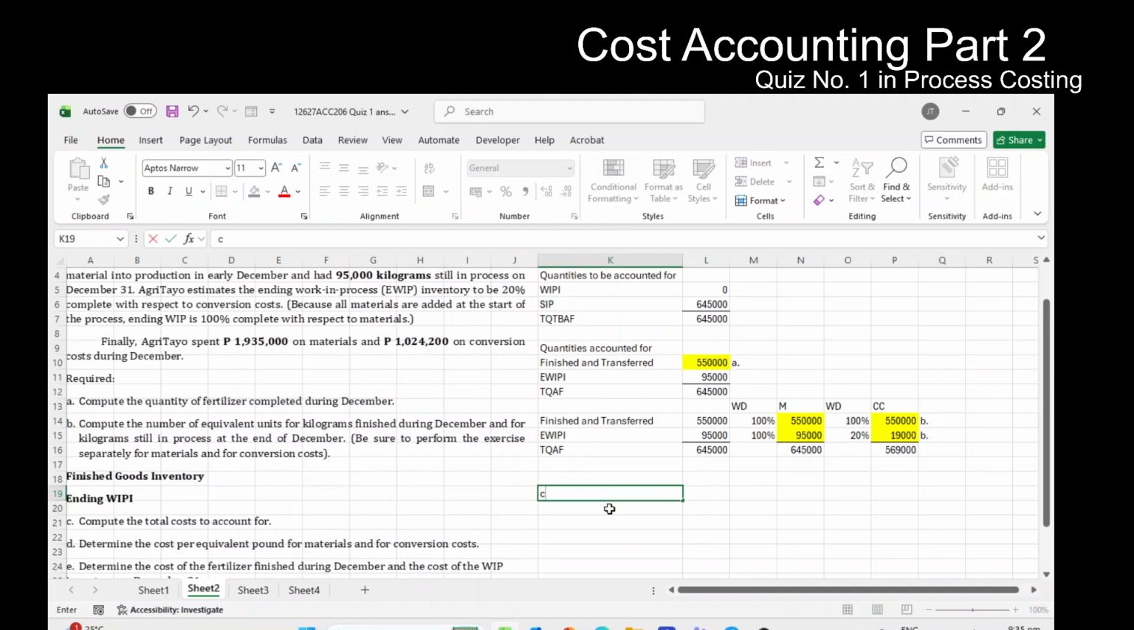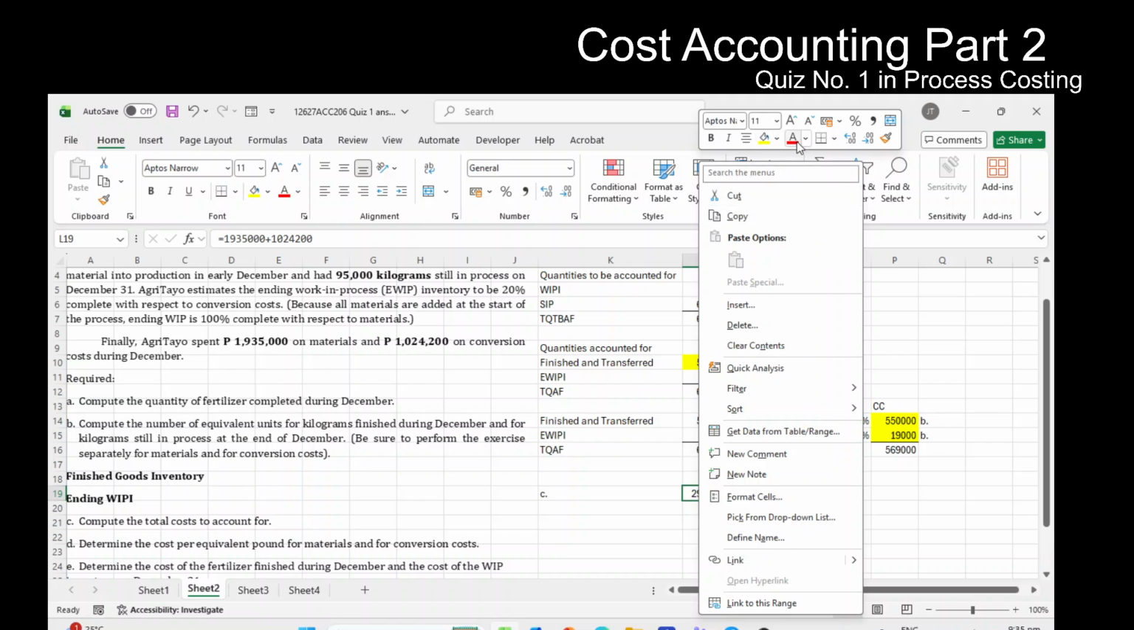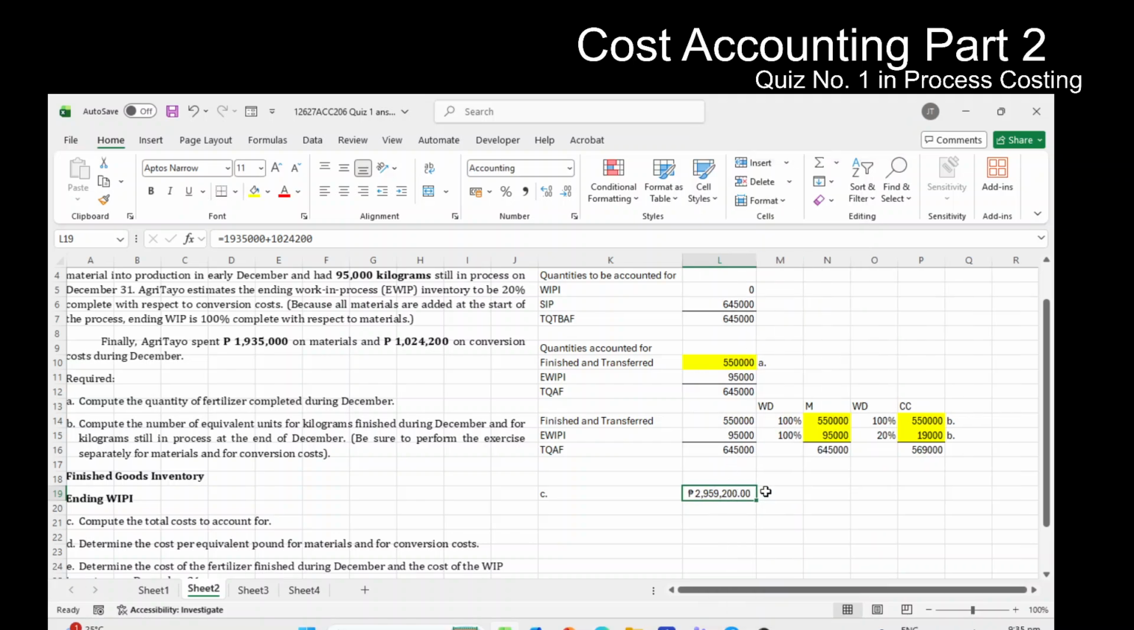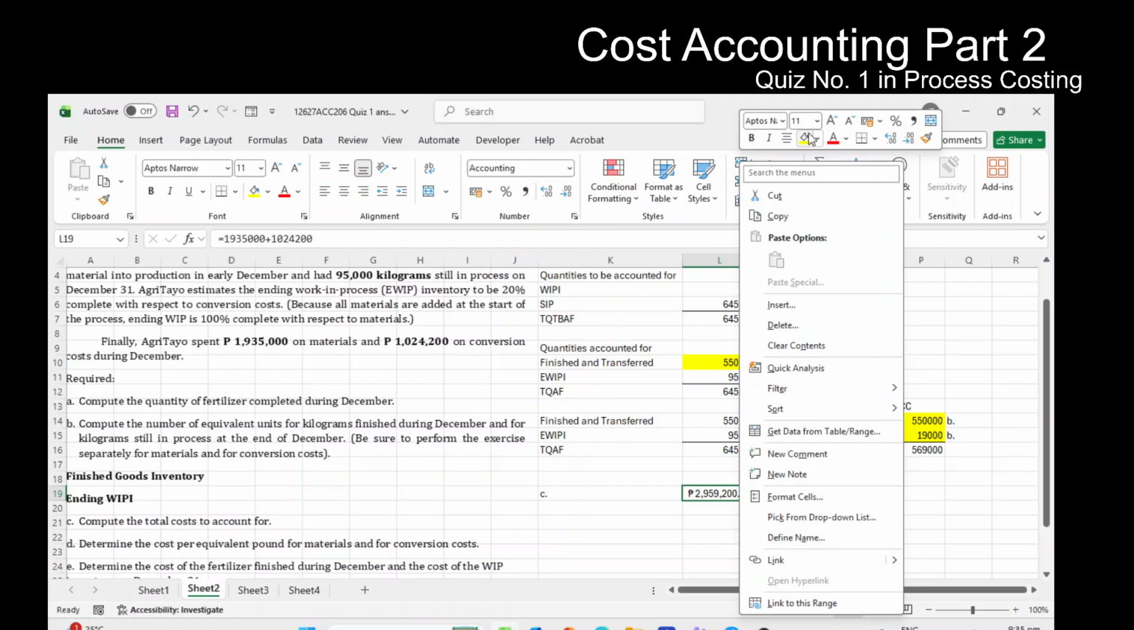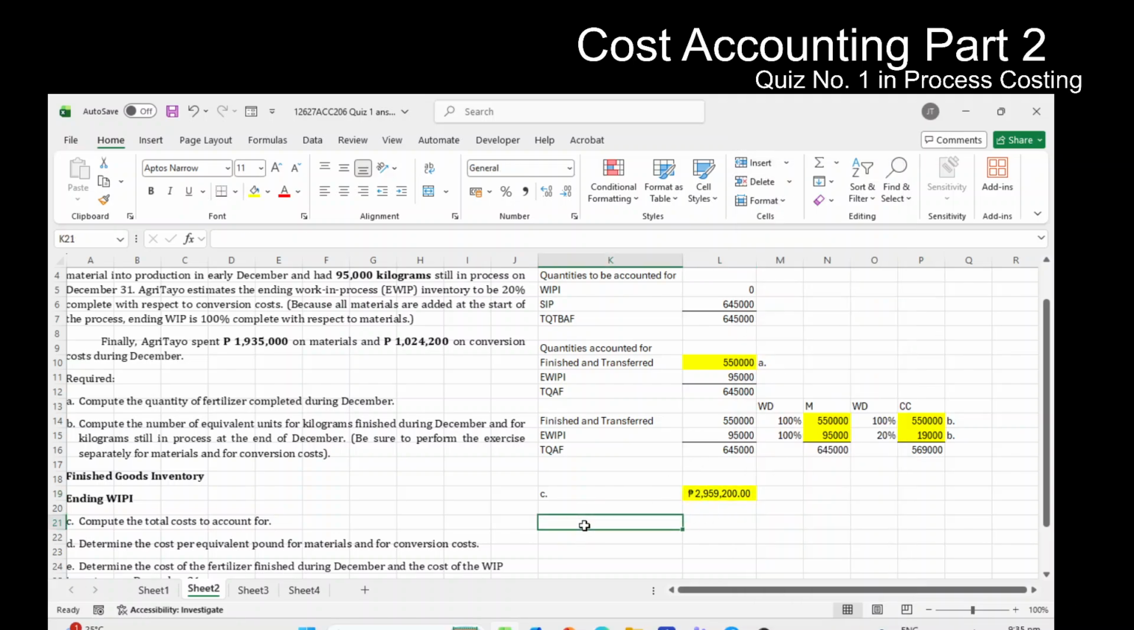Okay, napakadali lang yan. The total cost to account for is 1,935,000 for materials and 1,024,200 for the conversion cost. A total of 2,959,200. That is for letter C. Okay, next for letter D, compute for the EUP of materials.